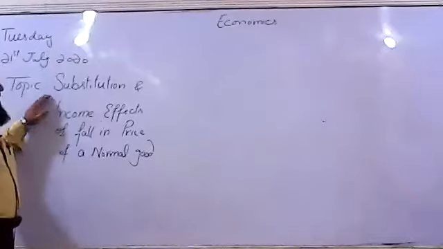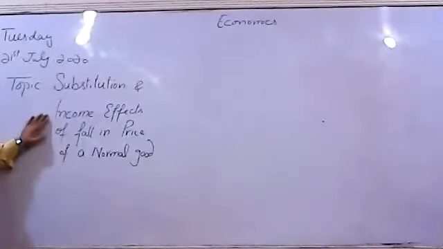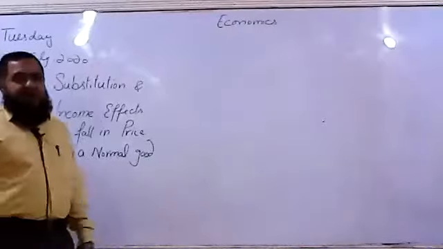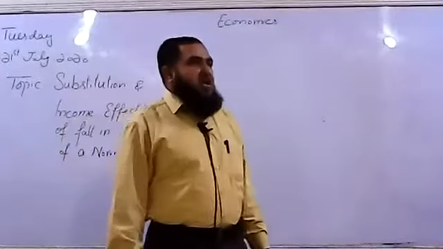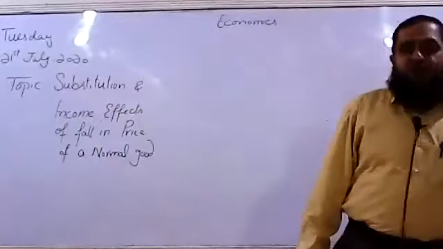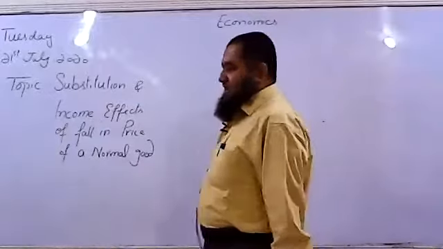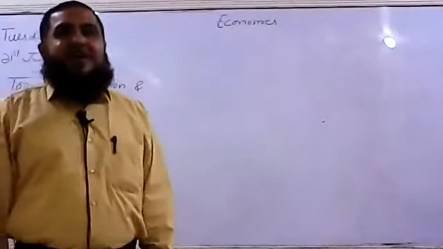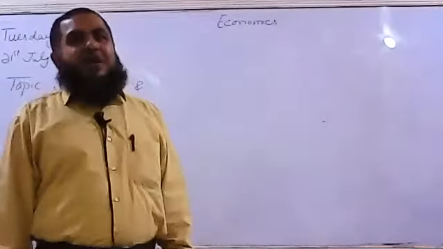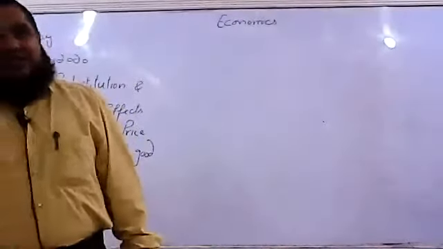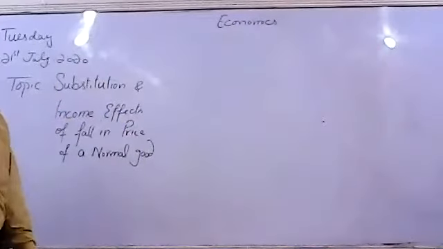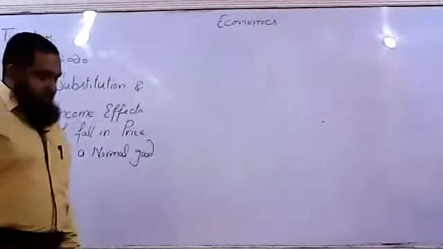We are having a lesson on the substitution and income effects of a fall in the price of a normal good. In our last lesson, we talked about the consumer equilibrium of a normal good, where the consumer will reach the equilibrium point at which his affordability line, or budget line, makes a tangency condition with the highest attainable indifference curve. So that is our consumer equilibrium.